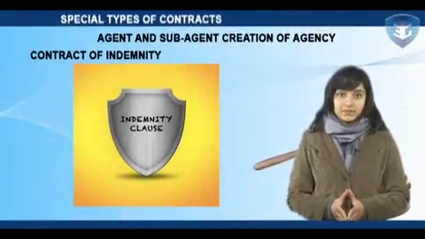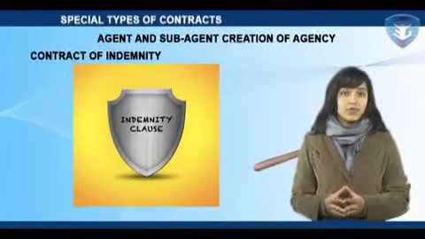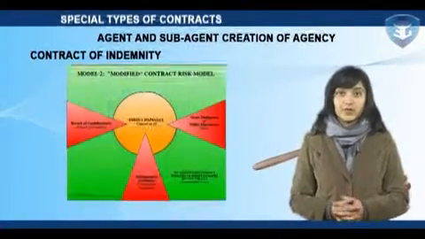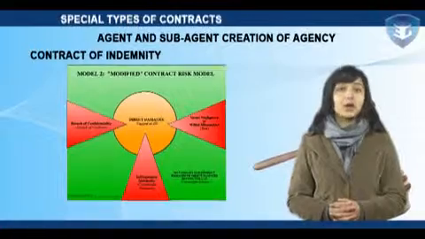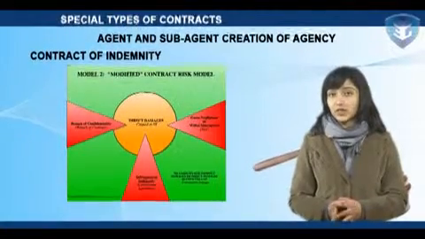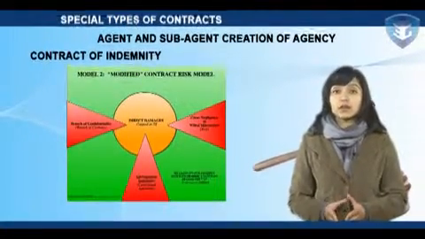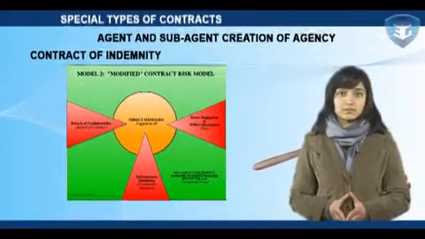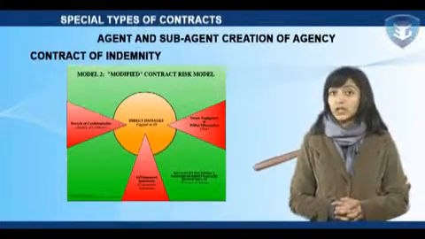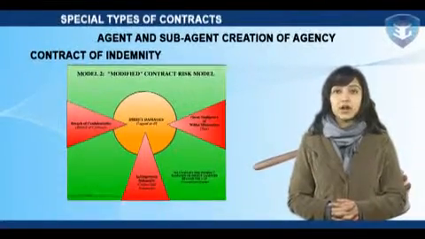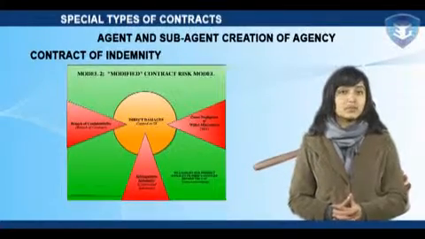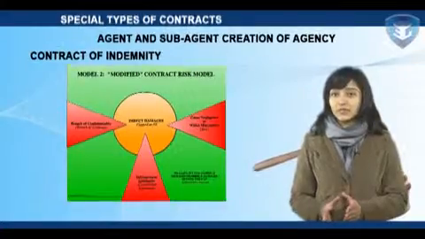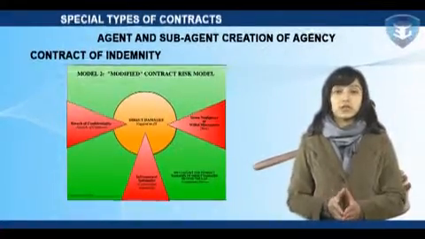Contract of indemnity. Indemnity literally means making good the loss or compensating a person for any loss. A contract of indemnity is a contract by which one party promises to save the other from the loss caused to him by the conduct of the promisor himself or by the conduct of any other person. The person who promises to make good the loss is called the indemnifier, and the person to whom the promise is made, that is, whose loss is to be made good, is called the indemnified or the indemnity holder.